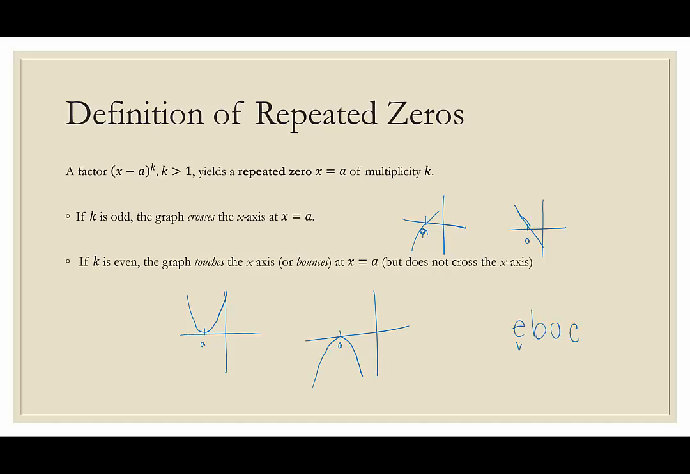So even, bounce, right? That's one option. If it's even, it bounces. If it's odd, it crosses. So even, bounce, odd, cross, EBOC. Hopefully that will help you too.